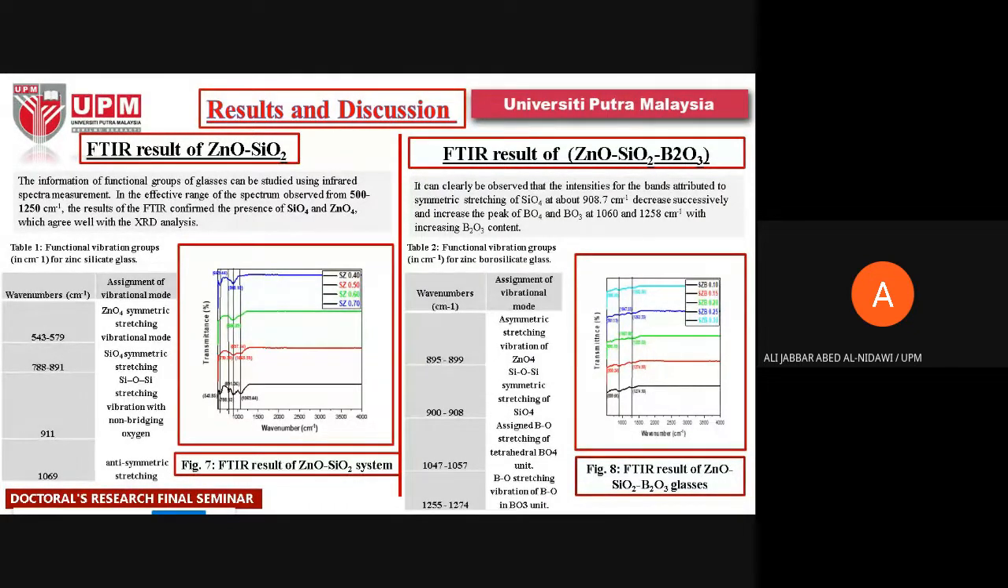Generally, the overall spectrum of a crystalline material will have much sharper bands than the spectrum of an amorphous material. So the result from FTIR is in good agreement with the result of the XRD spectrum, which revealed an amorphous phase for the entire glass samples.